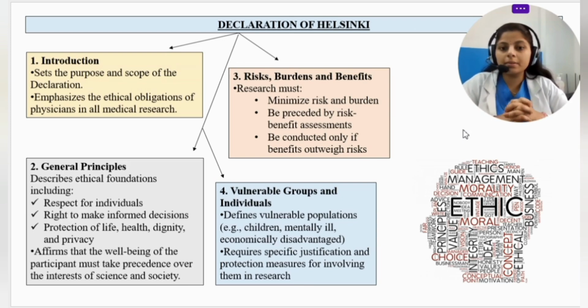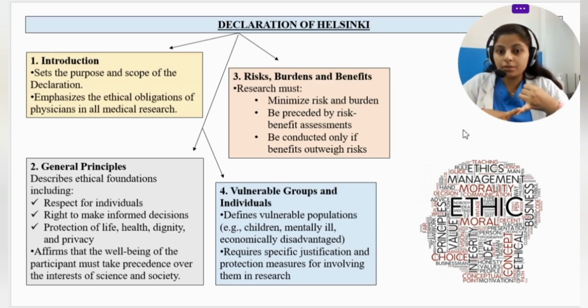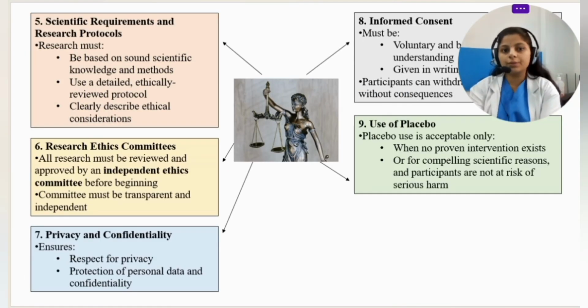And the next is the vulnerable groups and individuals section. Under this, what they want the researchers to do is, first, define the vulnerable population. Vulnerable population, as I said in my last video, is mainly children and mentally ill patients. All those come under these vulnerable groups. Proper specific justification and protection measures for involving them should be set whenever you are doing any research.